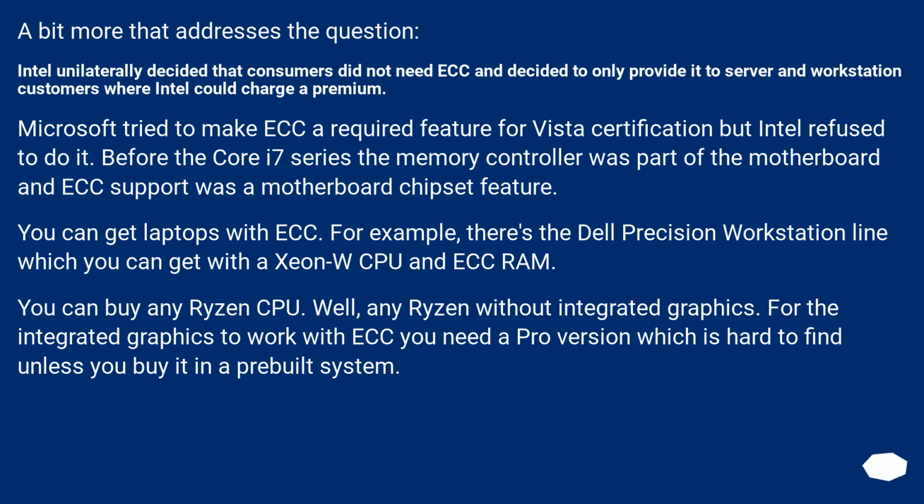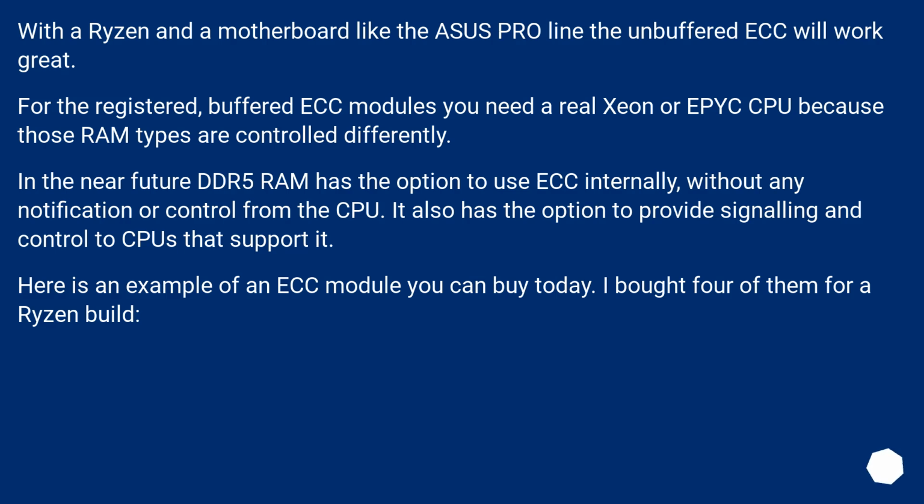You can buy any Ryzen CPU. Well, any Ryzen without integrated graphics. For the integrated graphics to work with ECC, you need a Pro version, which is hard to find unless you buy it in a pre-built system. With a Ryzen and a motherboard like the Asus Pro line, the unbuffered ECC will work great. For the registered, buffered ECC modules, you need a real Xeon or EPYC CPU because those RAM types are controlled differently.